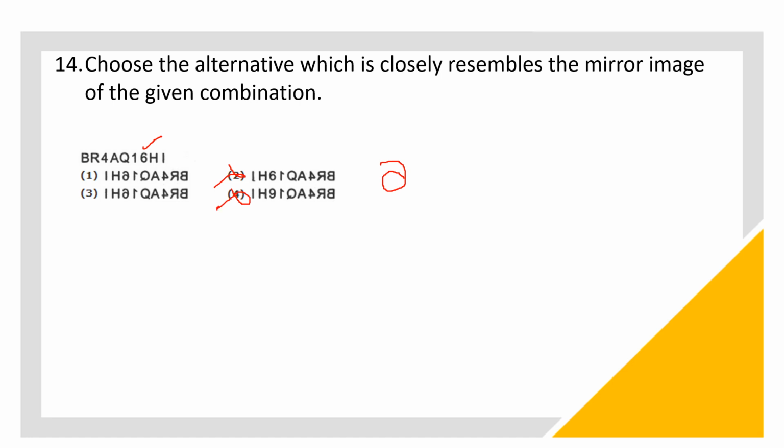Now observe these, 6 is the same one. Okay, Q. For Q, what is the mirror image? You will get like this. So option 1 is the correct answer. For Q, observe this line is on the right side, but in the mirror image you will get the line on the left side. But in the third option, Q is as it is. So 3 is also not an answer. 1 is the correct option.